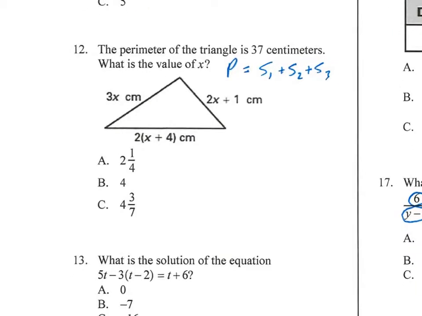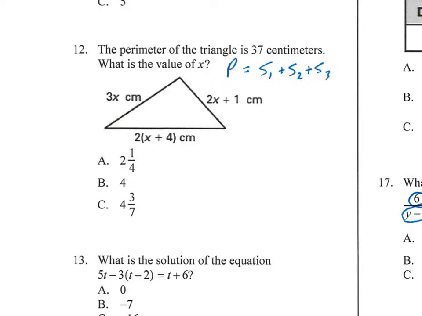Number 12. What is the perimeter of the triangle? The perimeter of the triangle is 37 centimeters. What's the value of x? So when you add all three sides, side 1 plus side 2 plus side 3, that gives you your perimeter.